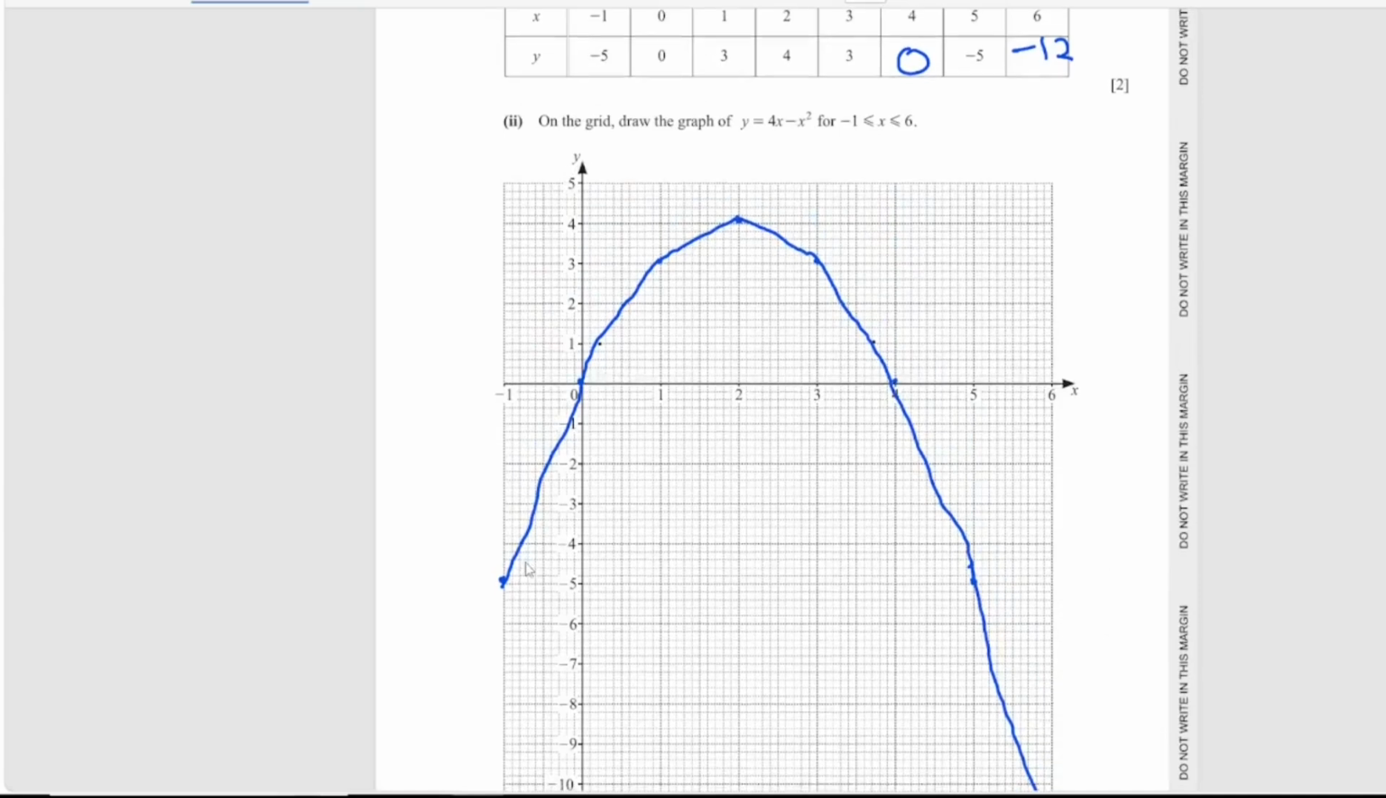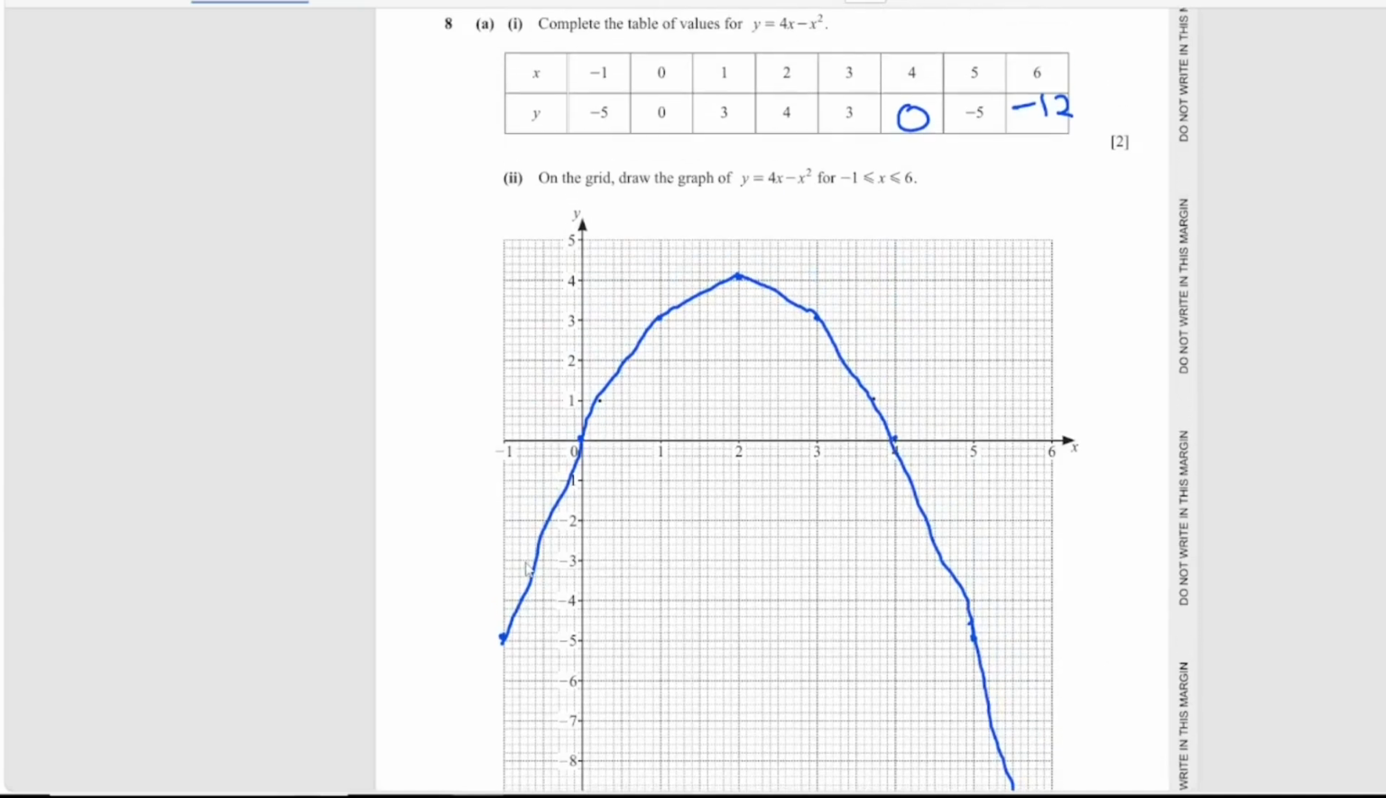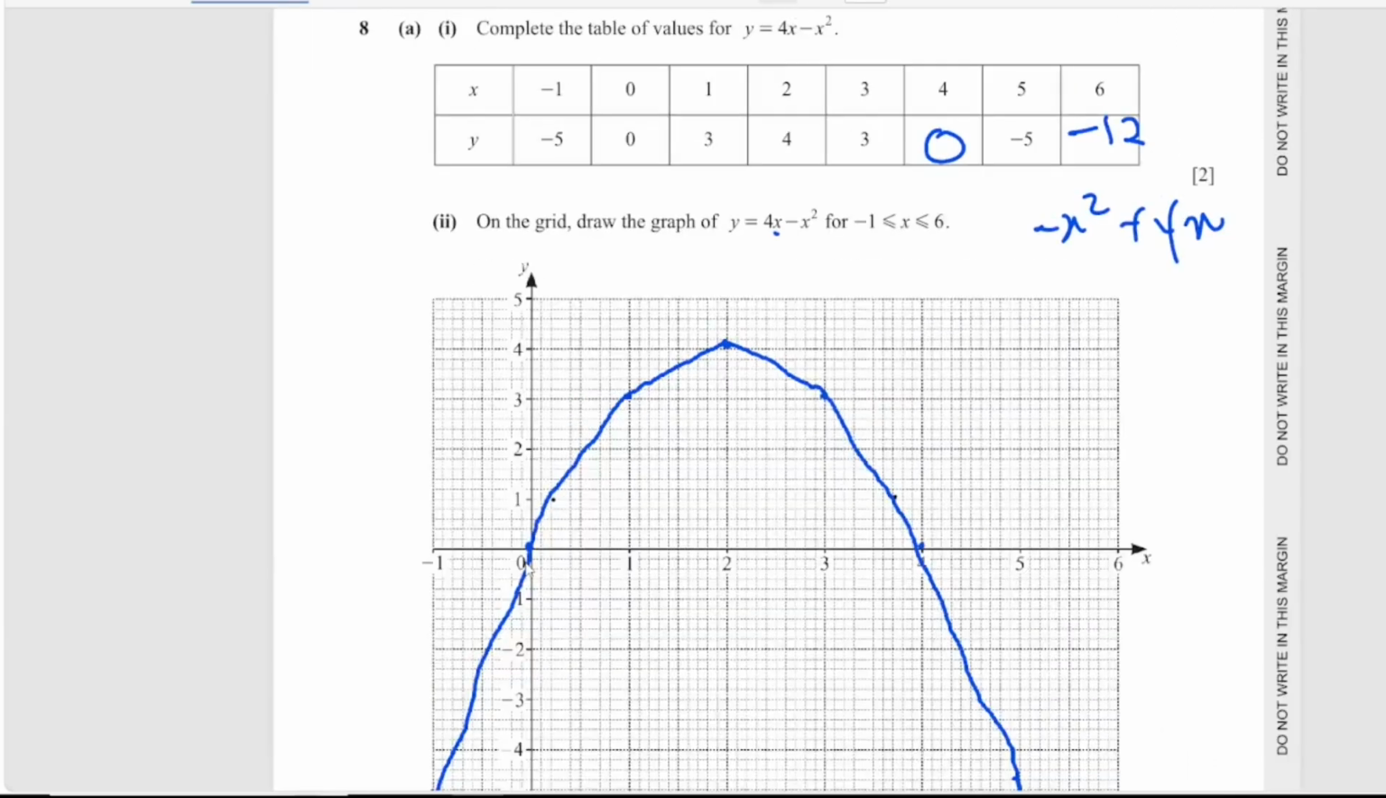This is a maximum curve. As you can see, the curve is negative x squared plus 4x. So it's a maximum curve because the coefficient of x squared is negative. So it has to be an N shape or a dome shape.